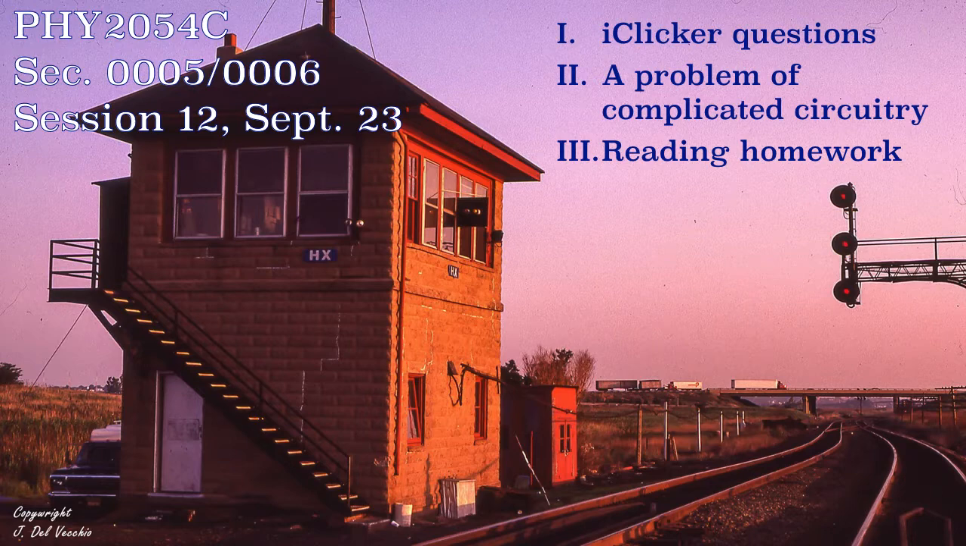As I promised last Friday, we're going to do about 10 iClicker questions to start class. Most of it will be on the reading that I assigned. After we do the iClicker questions, we'll do a fairly complicated circuitry type problem. It's not a full circuit, but it's a part of a circuit that we're going to work on. And we'll have some additional reading homework in chapter 20 for Wednesday.